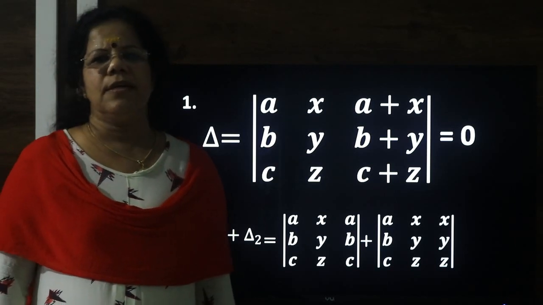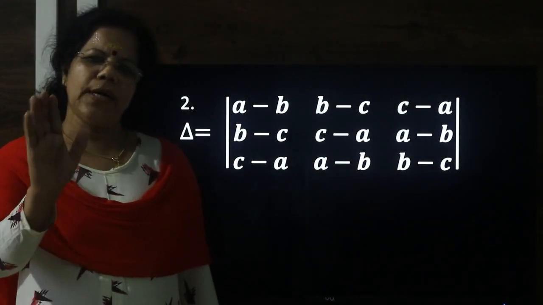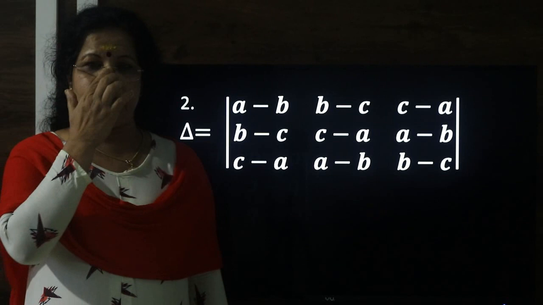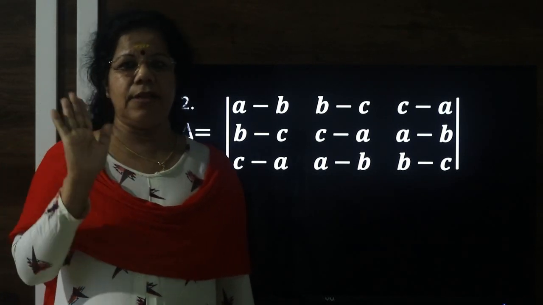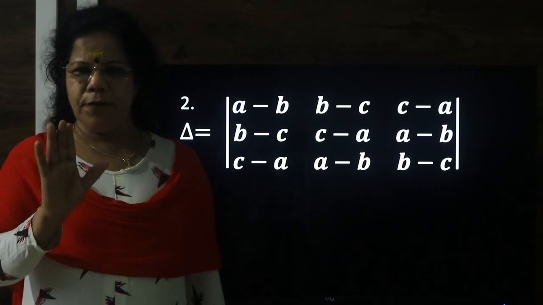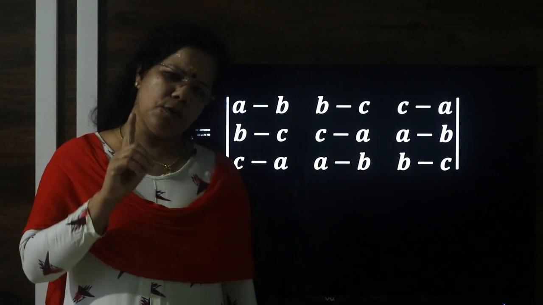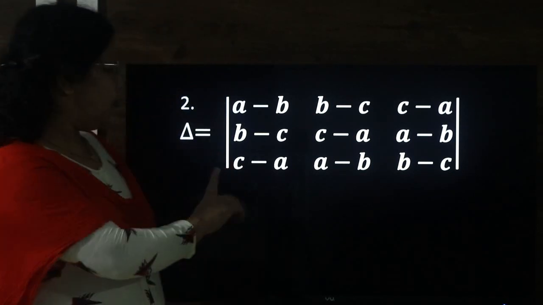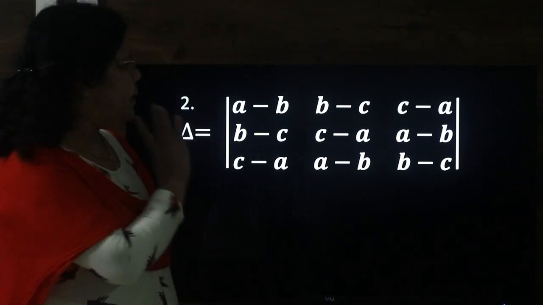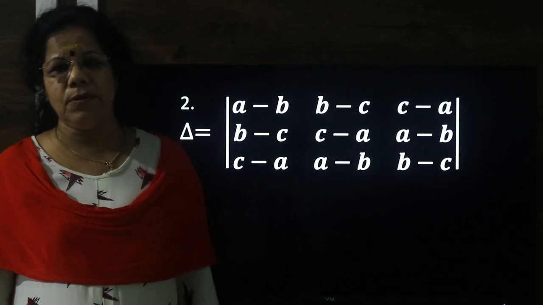Now let us move to the second question. It is delta is equal to the given determinant. Once again I am telling you, you can do this. Just observe the problem. Be friendly with the problem. If you have that familiarity, if you can identify this one, just by observing the problem you can say what can be done. Here also, without expanding, you have to show the value is equal to 0.